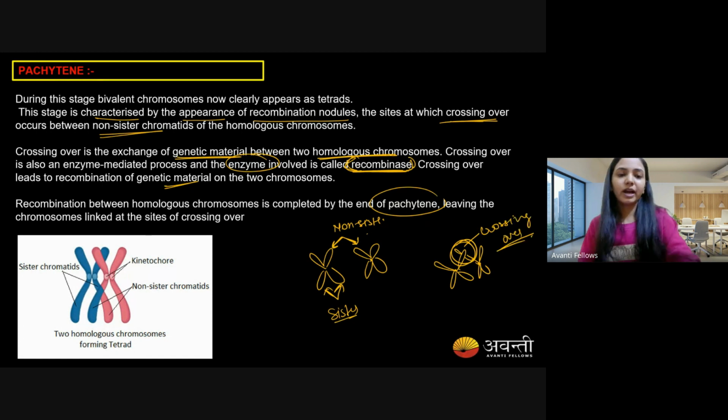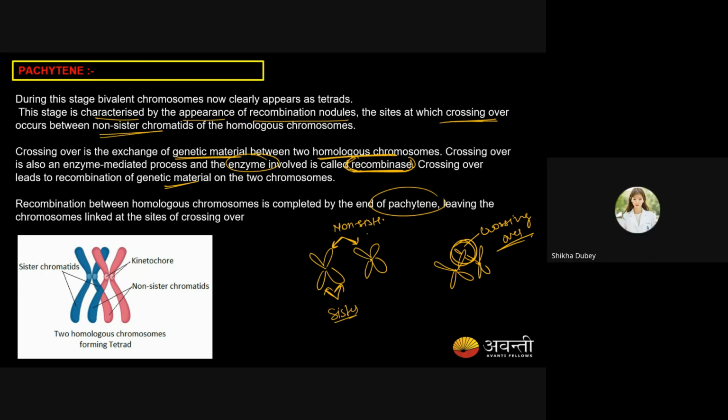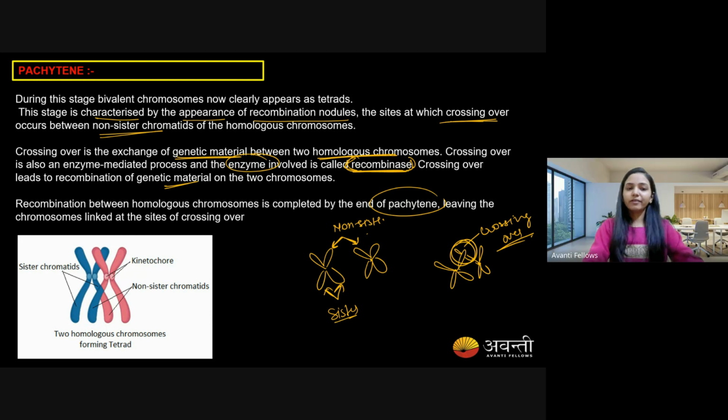Are we done with pachytene stage? पेकाइटिन में सबसे पहले क्या हुआ, क्लियरली विजिबल हुआ बाइवेलेंट और टेट्राड, उनके बीच में क्रॉसिंग ओवर इज द प्रोसेस ऑफ एक्सचेंज ऑफ जेनेटिक मटेरियल बिटवीन टू नॉन सिस्टर क्रोमैटिड. In the crossing over there is an enzyme which is known as recombinase, and recombination process will finish at the end of pachytene. After pachytene we have which phase?